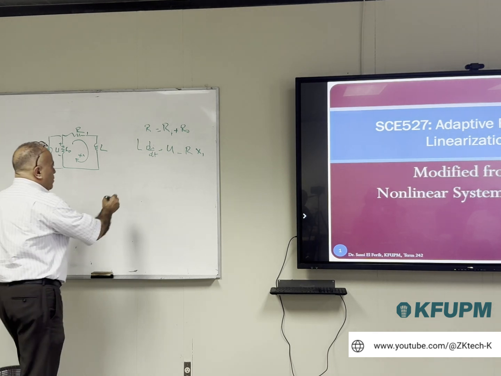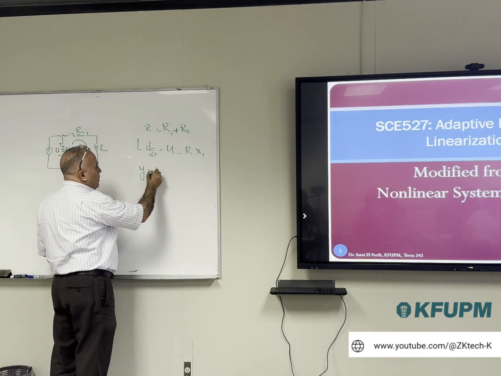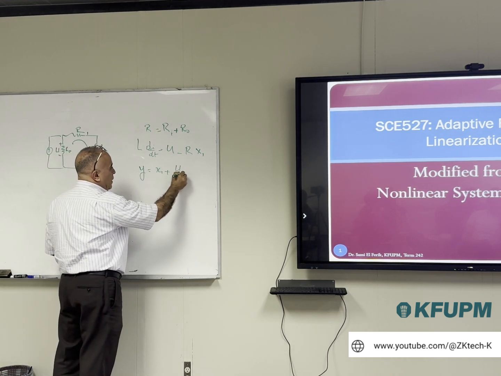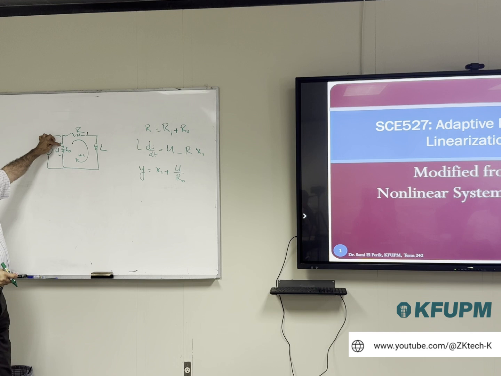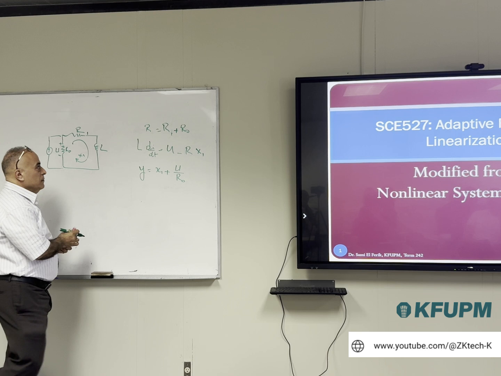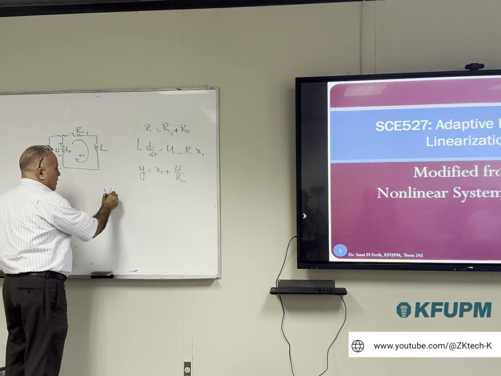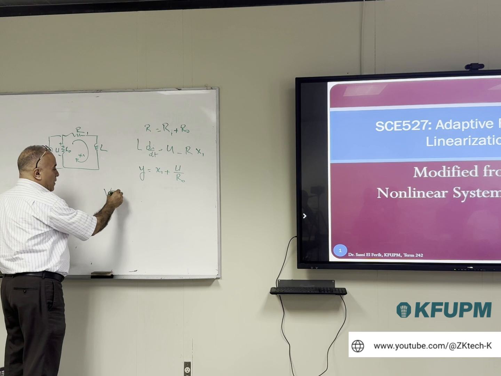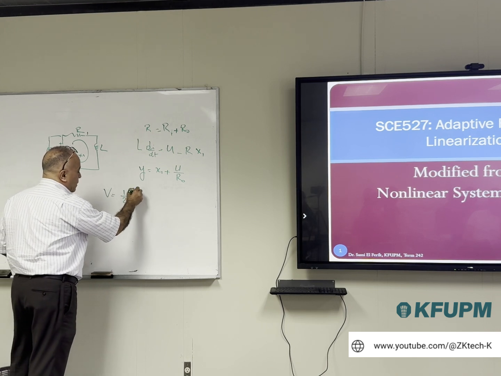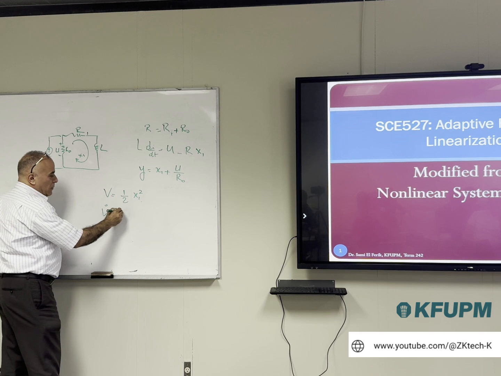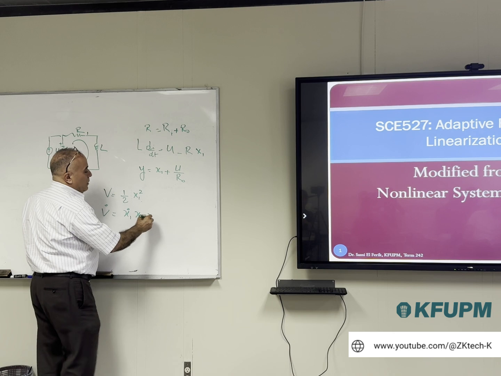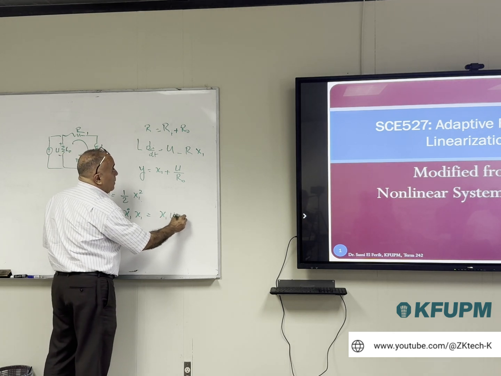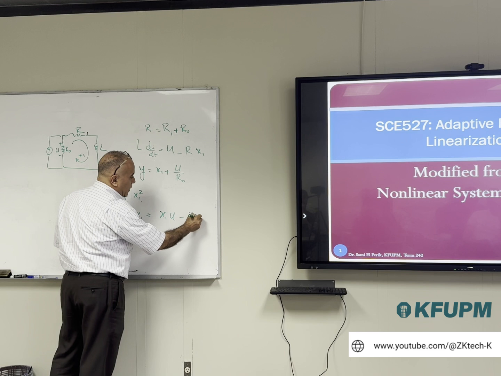So all we have to do is make y equal to x1 plus u over R0. So u over R0 is the current going here in this resistance. So if we define the storage function as half x1 squared, and take the derivative, V prime will be equal to x1 prime multiplied by x1, which will be equal to x1 multiplied by u minus R multiplied by x1 squared.